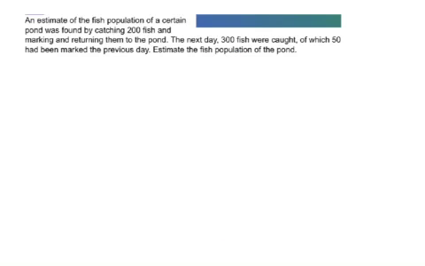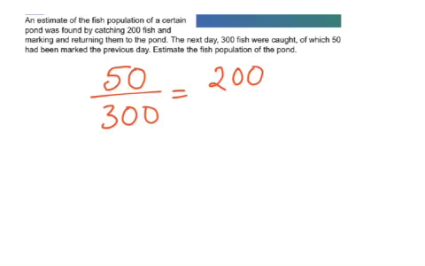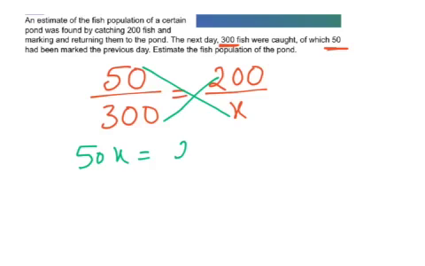Let's do the same problem in our method. A simple logical method here: 50 by 300 equal to 200 by x. So you see here how we get this: 50 by 300 means 50 are marked on the second day out of 300, and 200 for the first time marked out of the total population. Then, a simple mathematical principle, 50x equal to 200 into 300.